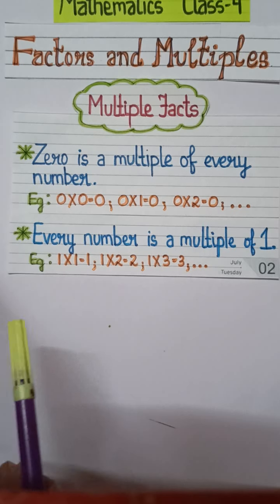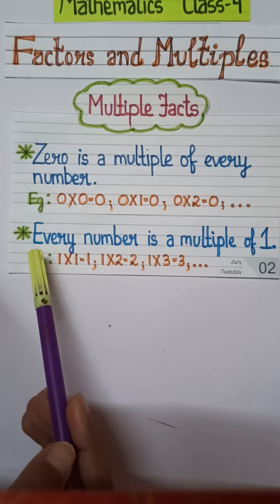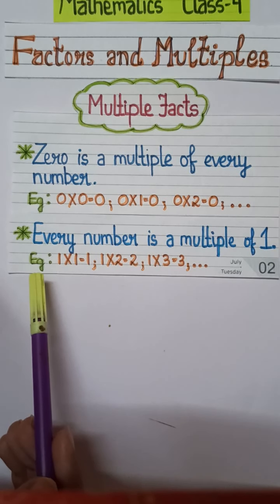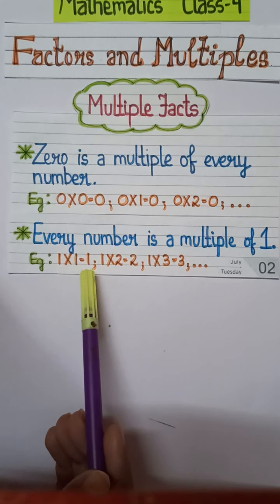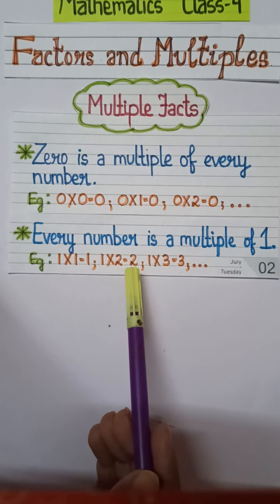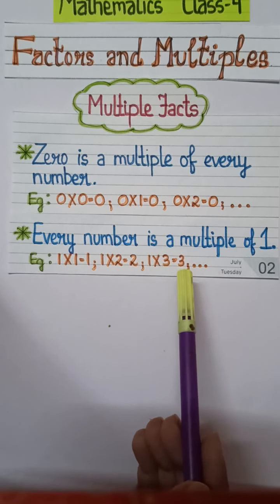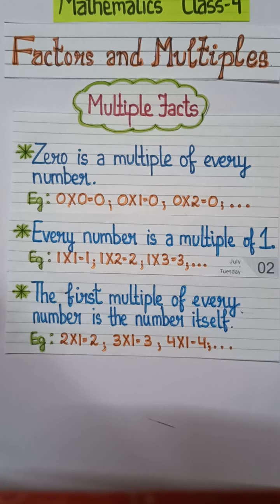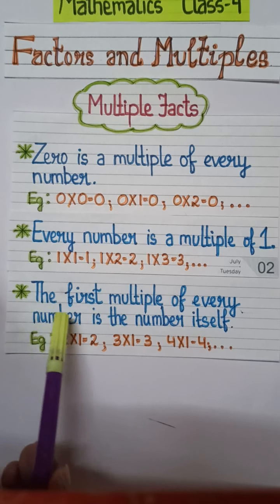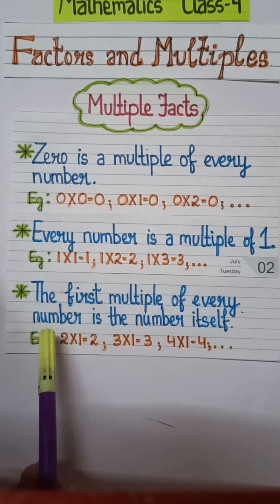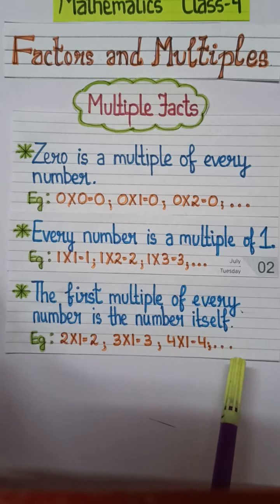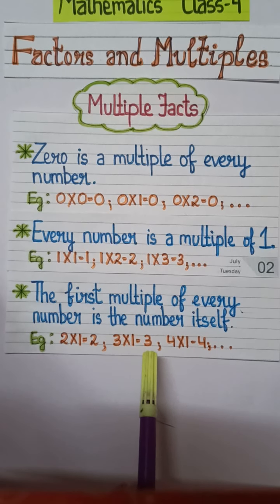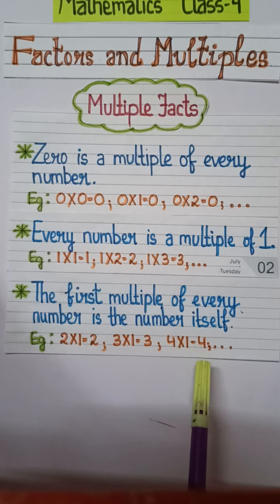Now the next fact that we need to remember is that every number is a multiple of 1. Example, 1 into 1 is equal to 1, 1 into 2 is equal to 2, 1 into 3 is equal to 3, and so on. The third point that we need to remember is that the first multiple of every number is the number itself. Example, 2 into 1 will give us 2, 3 into 1 will give us 3, 4 into 1 will give us 4, and so on.